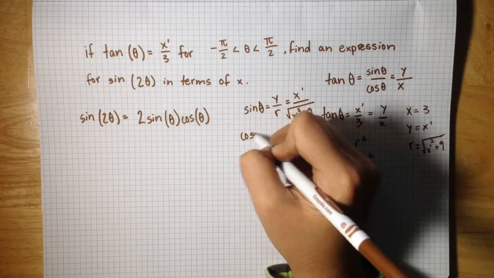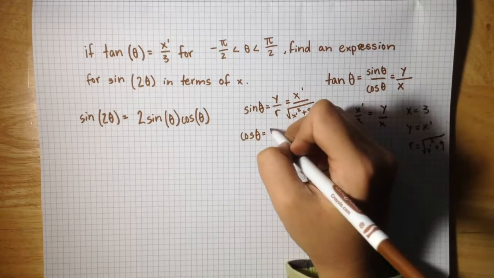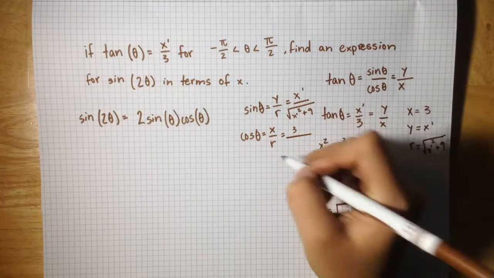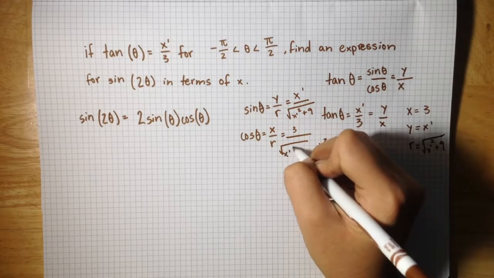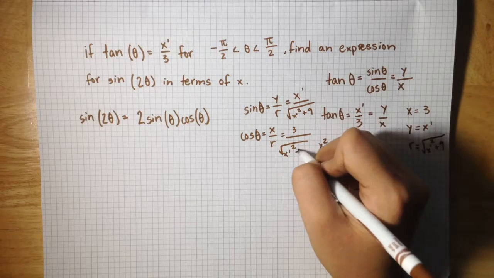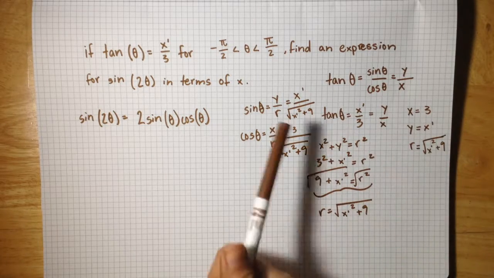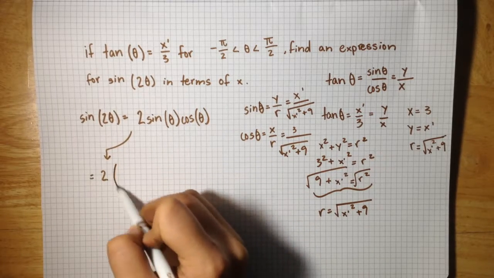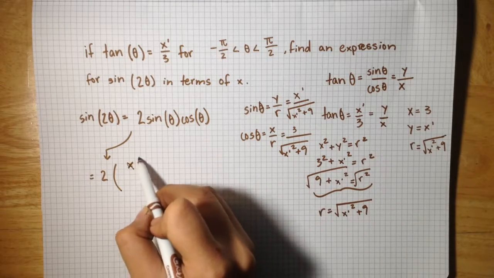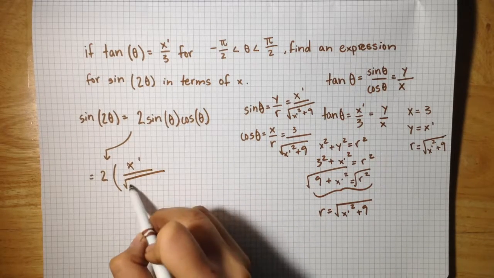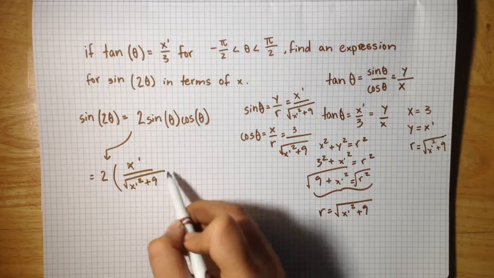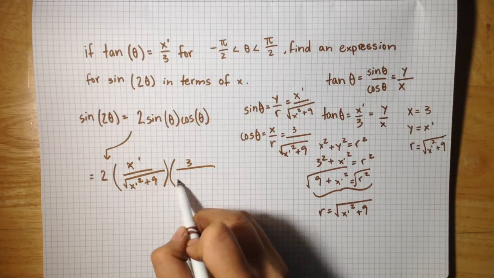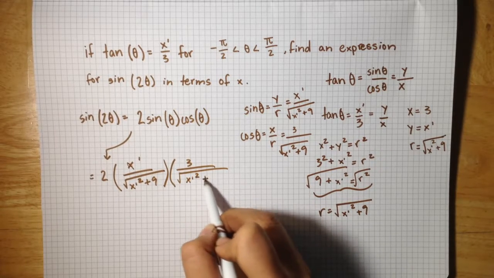And the cosine value of anything is its x value over r. x is equal to 3 in this case, and the radius is equal to the square root of x prime squared plus 9. Substituting these values into this equation, we get 2 times the sine of theta, which is x prime over the square root of x prime squared plus 9, times the cosine of theta, which is equal to 3 over the square root of x prime squared plus 9.